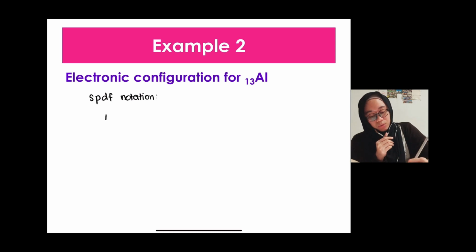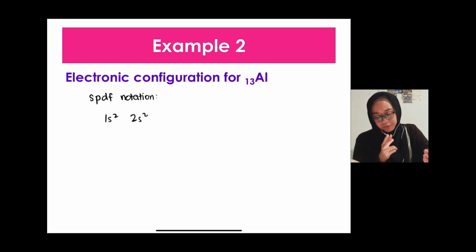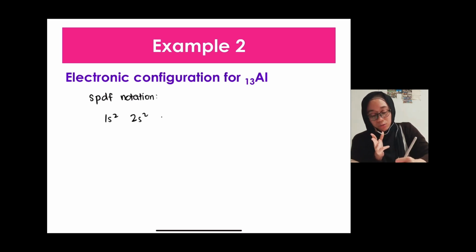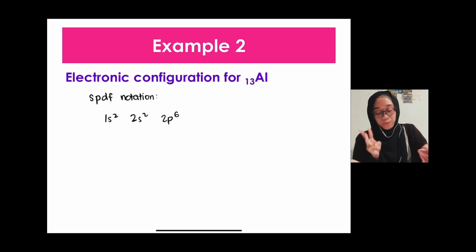So first 2 electrons, we fill in 1s, and then the next 2 we fill in 2s2, and then it still has a balance of 9 electrons, right? So the next one we fill into 2p. So 2p boleh isi penuh lah, 2p6. So we are still left with 3 electrons.